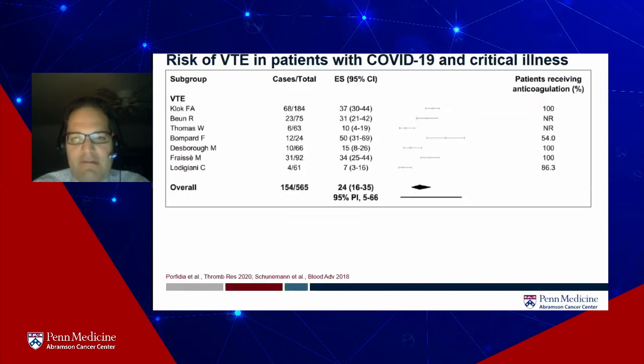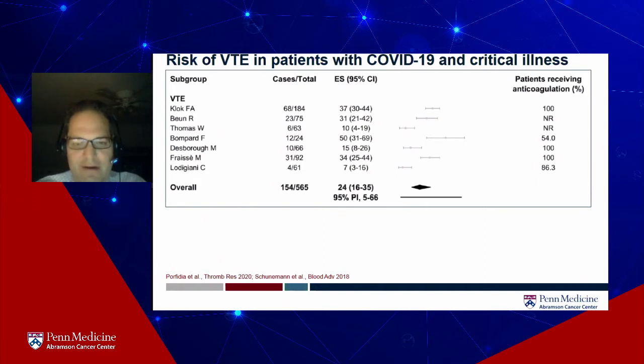So let's start with patients with critical illness. This is a forest plot from a recently published meta-analysis of 7 observational studies of patients with COVID-19 in the ICU. These patients, almost all of them, were receiving prophylactic intensity anticoagulation. And despite that, the incidence of venous thromboembolism was 24%, with a 95% confidence interval of 16 to 35. So that's pretty high. But we know that critical illness itself is a risk factor for venous thromboembolism.